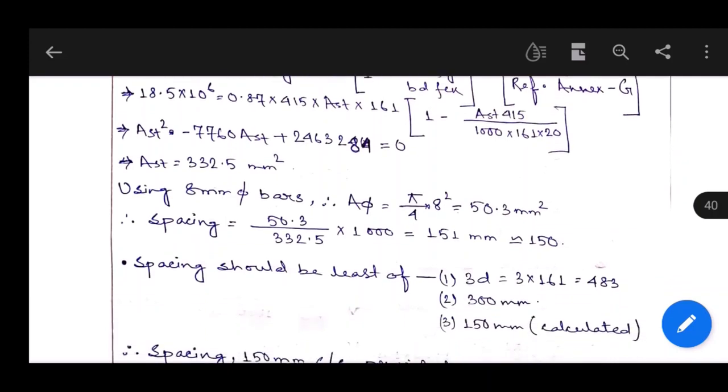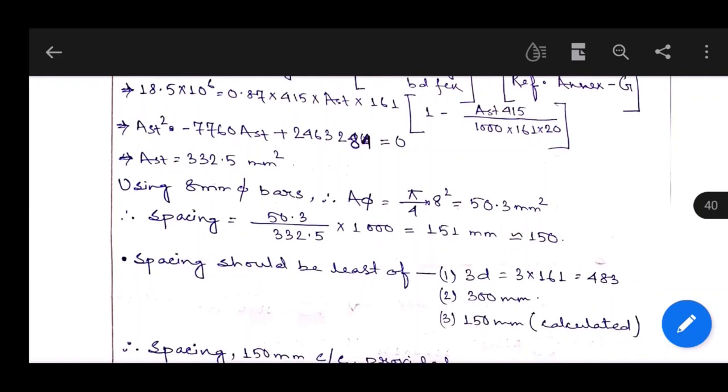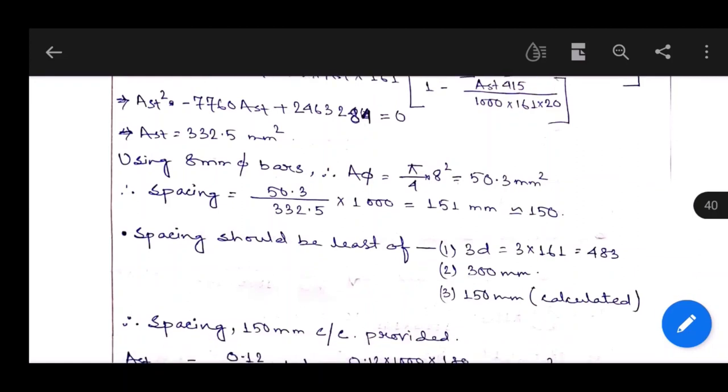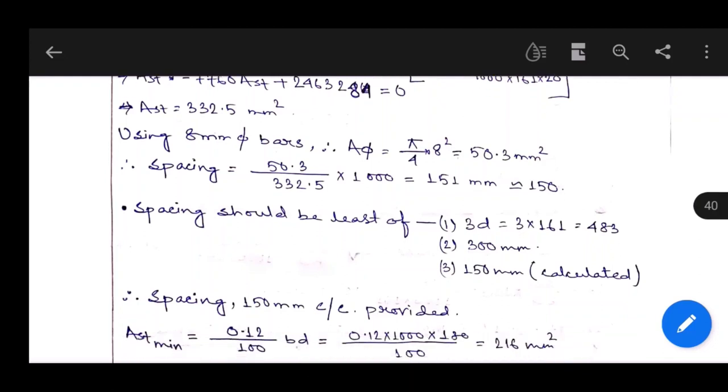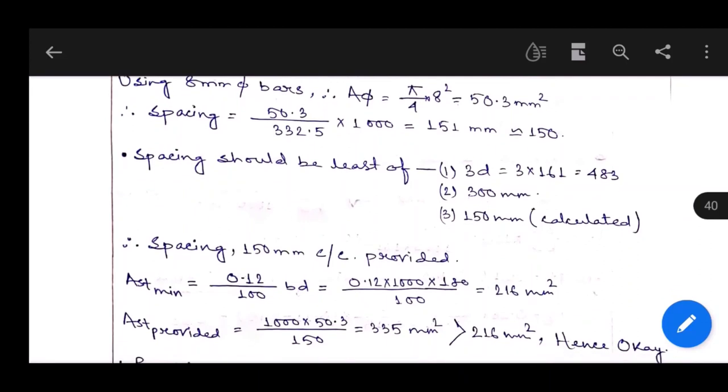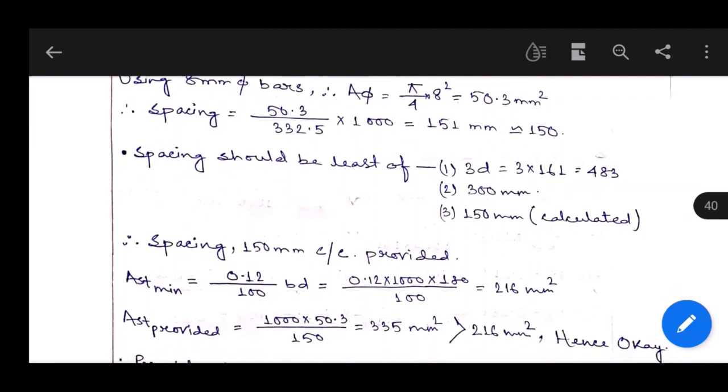So as per clause, spacing should be the least of 3 into depth, 3d, that is 3 into 161, that is equal to 483, or 300 mm, or what we have calculated, that is 150 mm. So among these three, the least value is 150 mm, so spacing of 150 mm center to center will be provided. Now area of steel minimum is 0.12 by 100 into B into D.